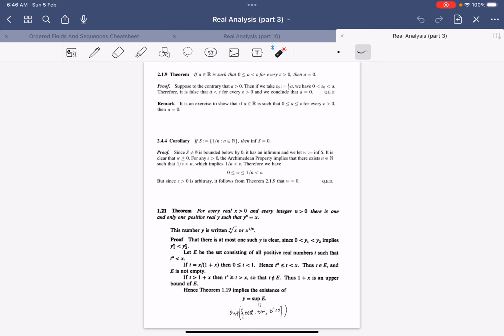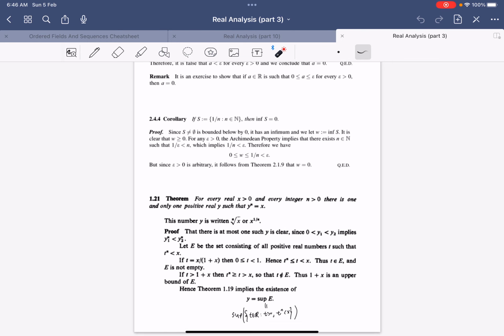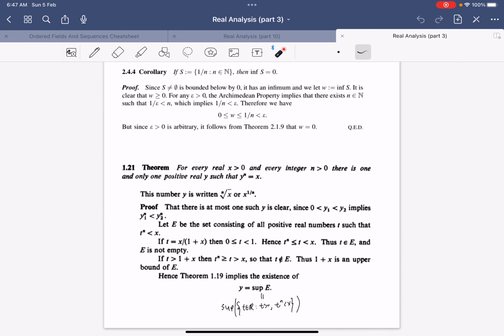So this example is fairly straightforward, and now we'll really be spending the time to think about and understand a bigger and more important example, which is to show that there exists only one positive real number y such that y to the power n equals x, for any positive real x and any positive integer n. So how do we prove this? We will go through it slowly because this is something that we really want to understand. And first, let's just read the proof from Rudin.